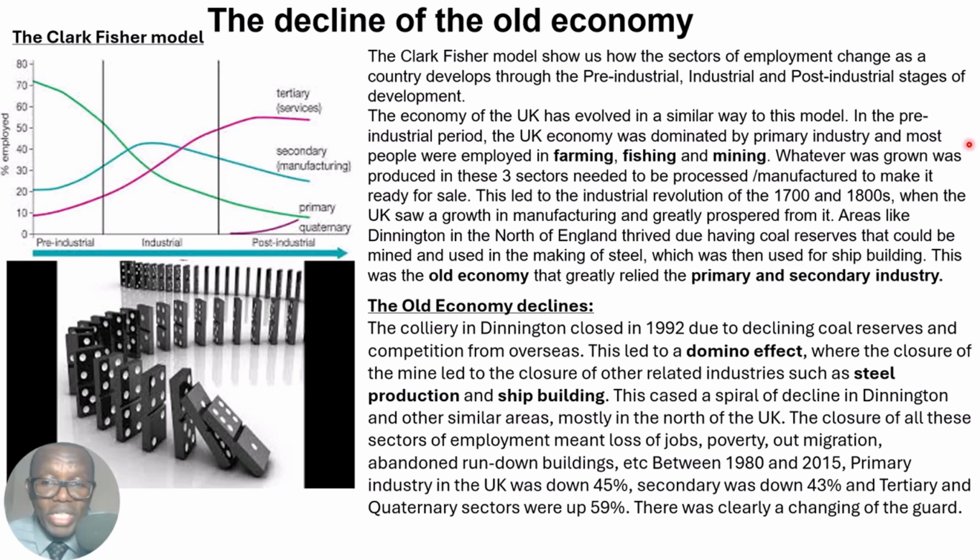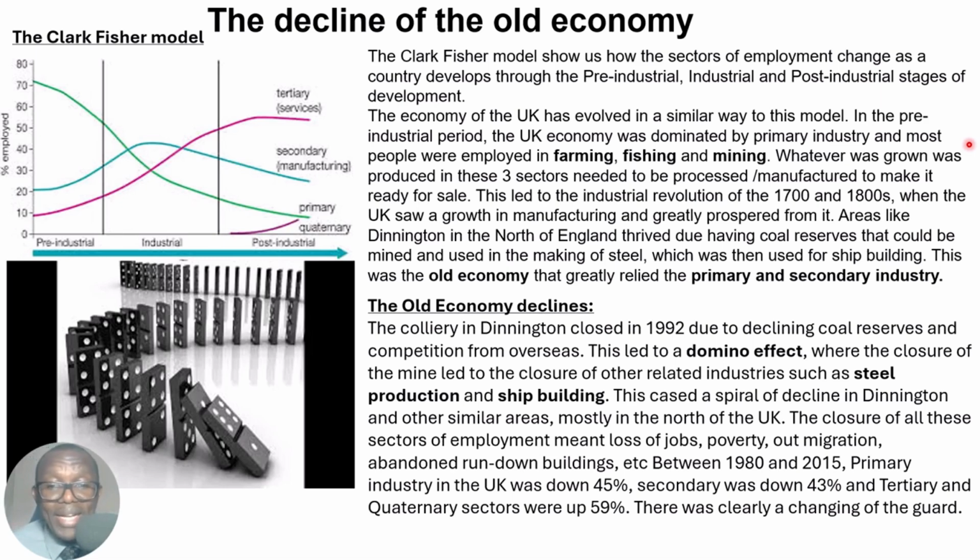The UK was once dominated, obviously, by the primary industry, and most people were employed in farming, fishing, and mining. Whatever was produced in these three sectors needed to be processed or manufactured. So it had to be taken to the factories to be processed so that it's made ready for sale. And that is what led to the Industrial Revolution of the 1700s and 1800s. And the UK saw a growth in manufacturing and greatly prospered from that.